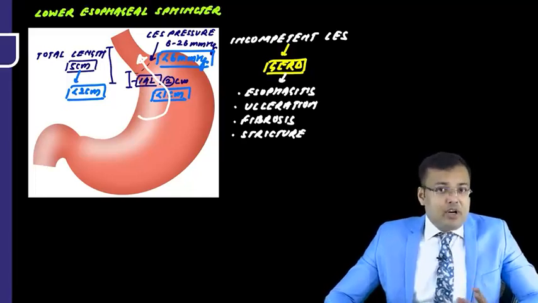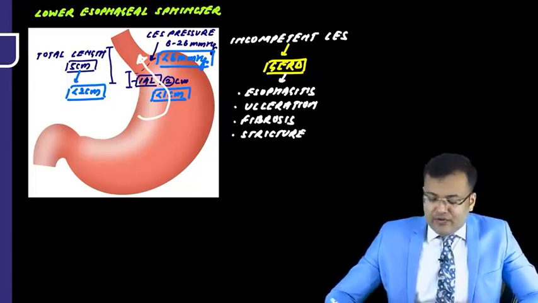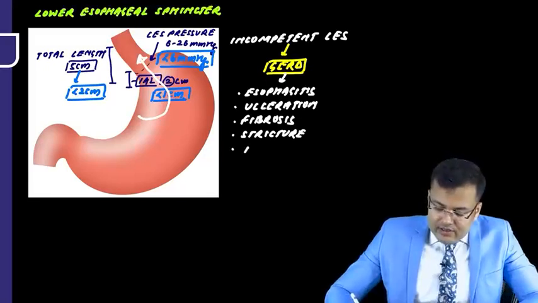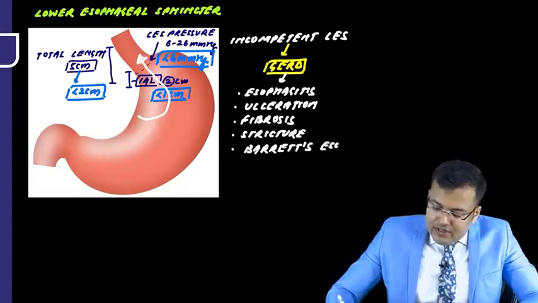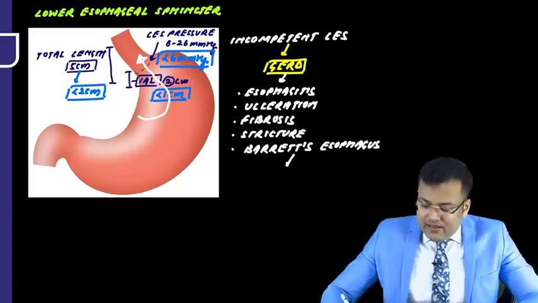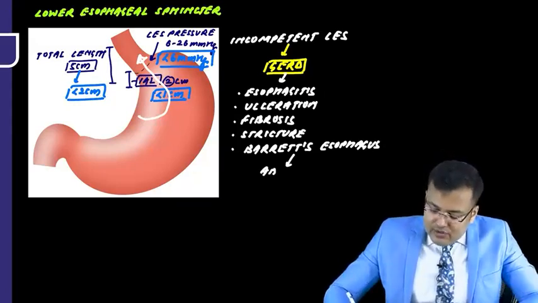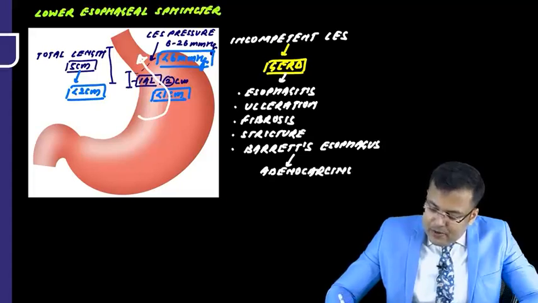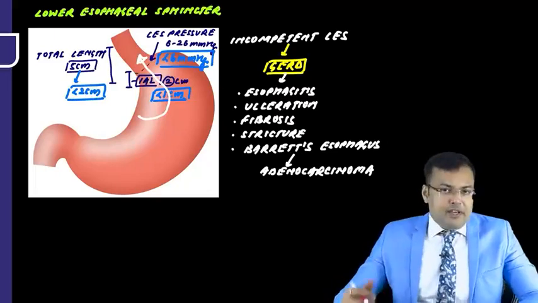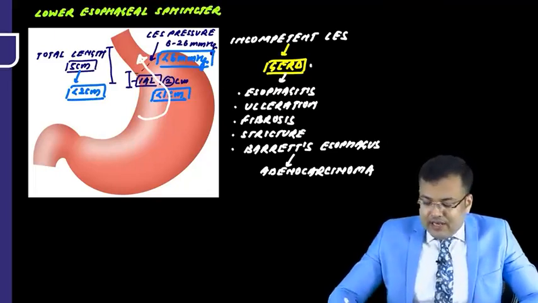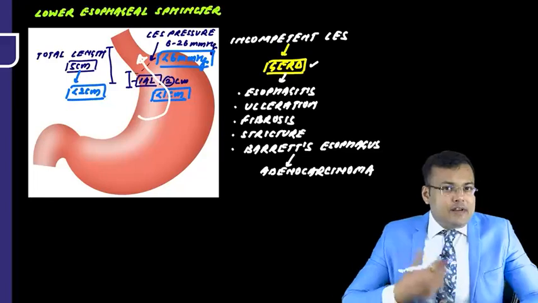And what is the name of that columnar metaplasia? That is Barrett's esophagus. It's a pre-malignant condition, clear? And this pre-malignant condition increases the risk of what? Adenocarcinoma. Okay, these are the sequence of events occurring in patients of gastroesophageal reflux disease.